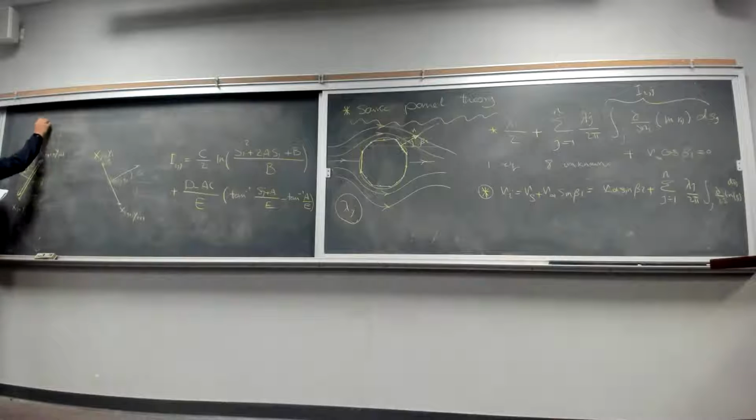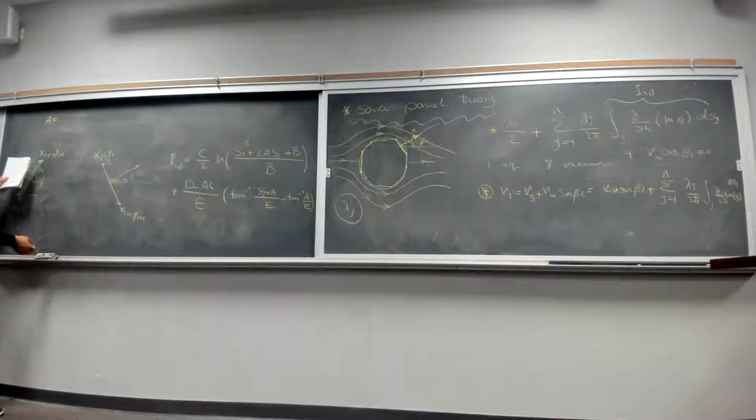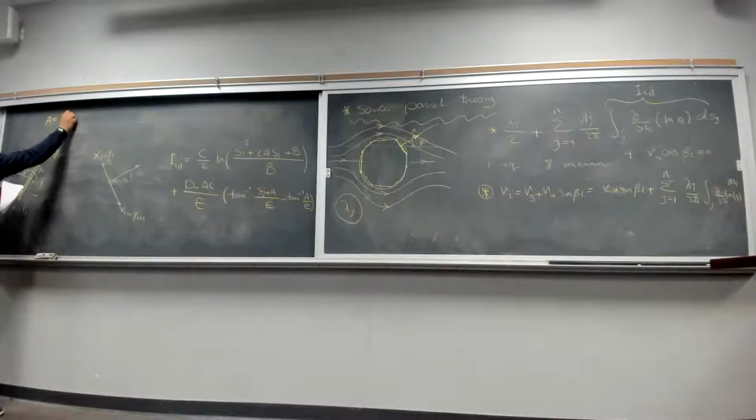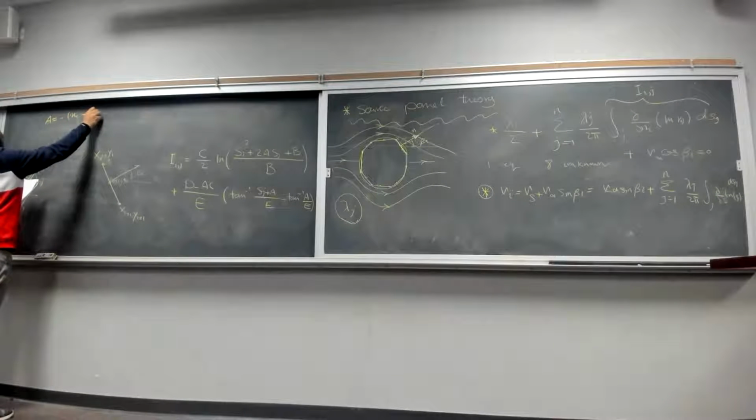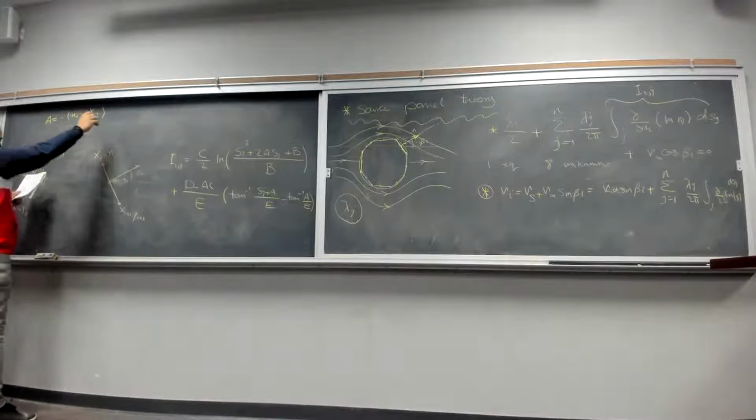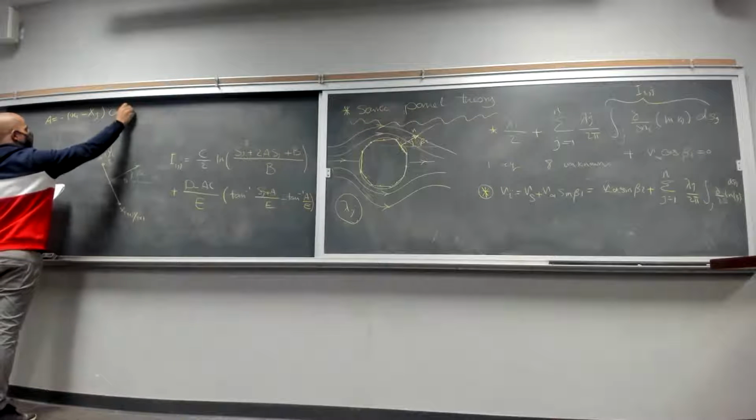A is, all of these are represented by constants. So I'm just going to write them down here. A is xi minus xj cosine of phi j.